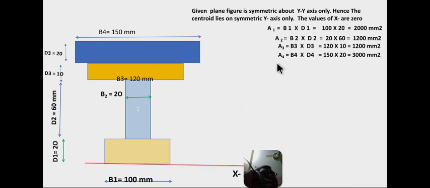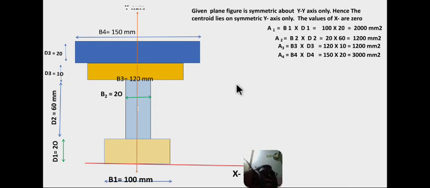A1 is the area of the bottom rectangle, that is B1 into D1 equal to 2000 mm square, and A2 is the area of the second rectangle, that is B2 into D2 equal to 1200 mm square, and A3 is the area of the third rectangle, that is B3 into D3, so 120 by 10 equal to 1200 mm square, and A4 is the area of the top rectangle, that is B4 into D4, equal to 3000 mm square.